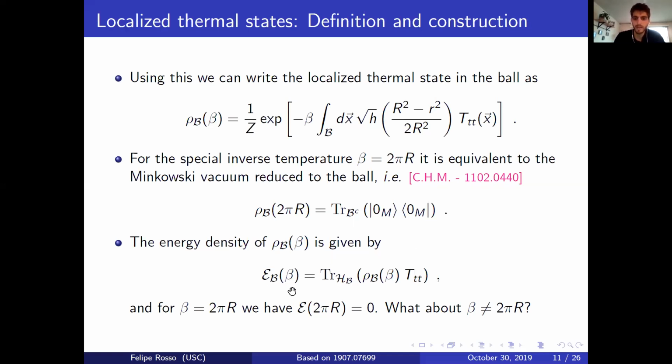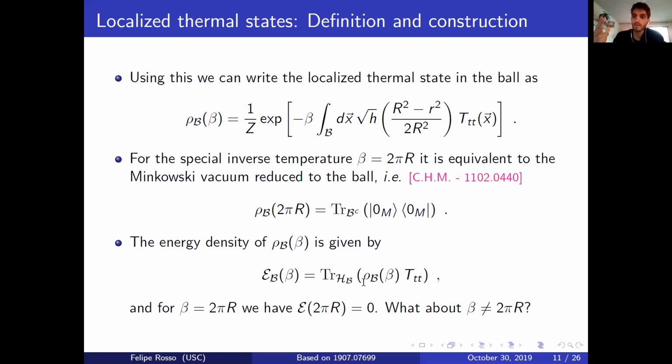If you consider the energy density, which I will note in this way, of this localized thermal state for arbitrary values of beta, this is the localized thermal state times the T_{00} component of the stress tensor, and we take the trace. There's a particular value, beta equals 2 pi R, where this energy density vanishes. The reason it vanishes is basically because the localized thermal state is equivalent to the vacuum, and the vacuum has zero energy density, okay? So for this particular value of beta, the work is done. There's nothing for us to do.